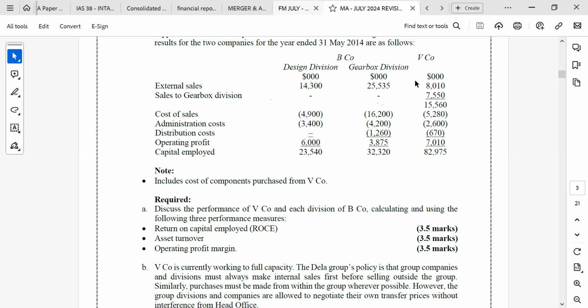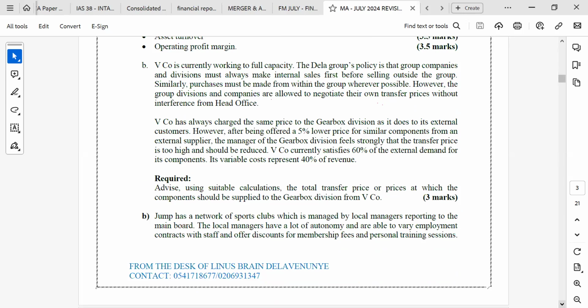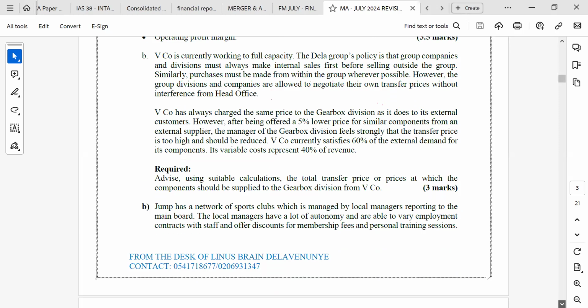Please scroll up small for me. Okay. Yes, I can see now.